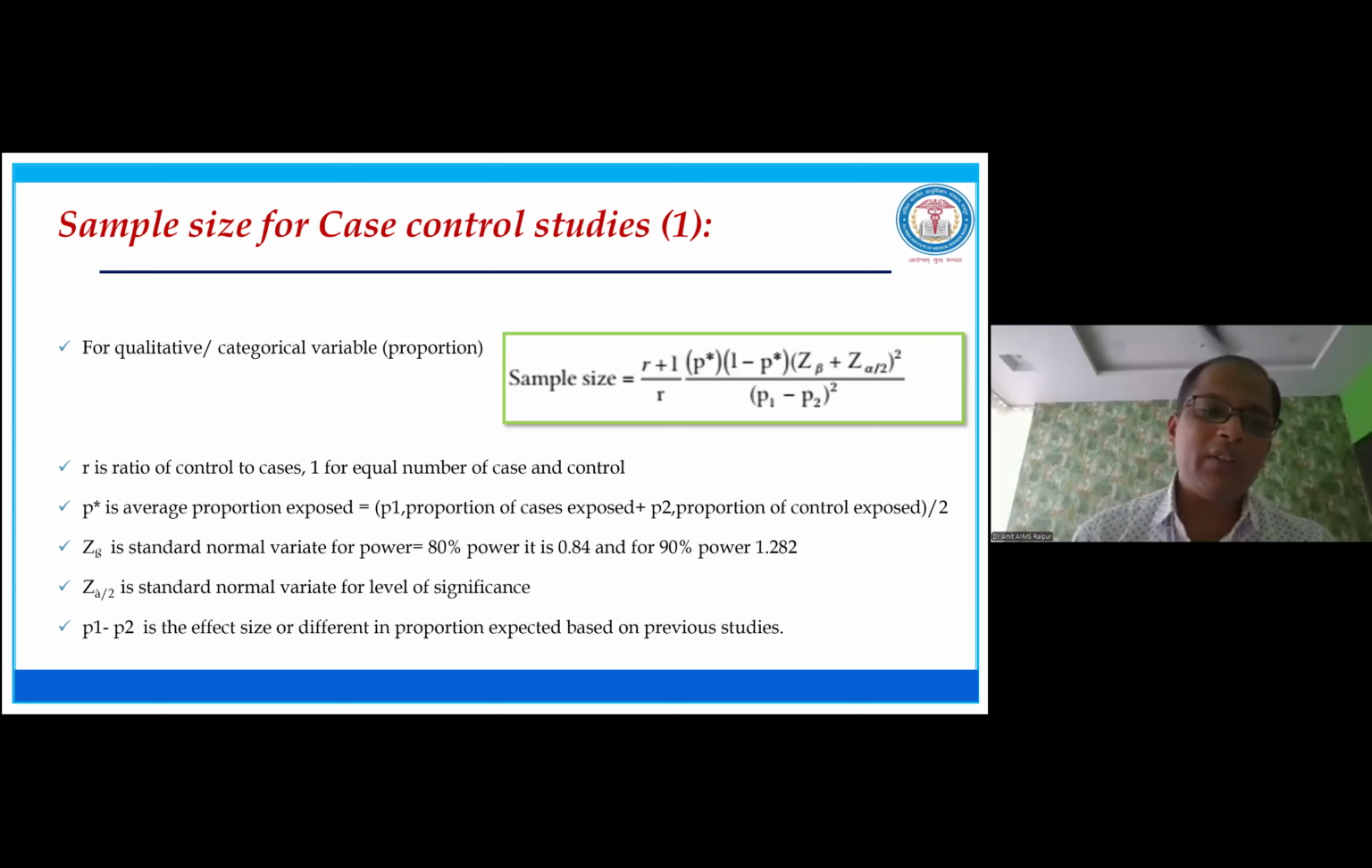Here we have to consider the power of the study also, that is the Z beta, which we have to put for 80% as 0.84, and for 90% power, it is 1.282. So this is for comparison of proportion in cases and controls.